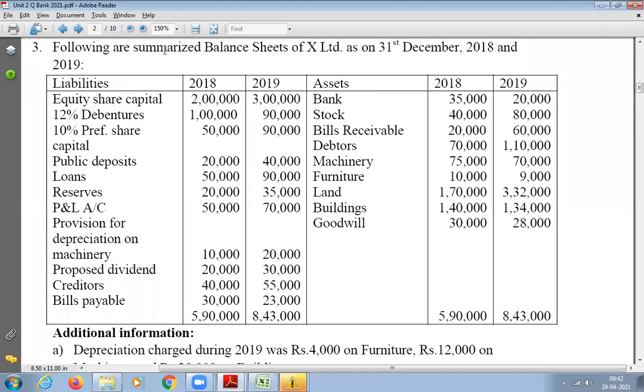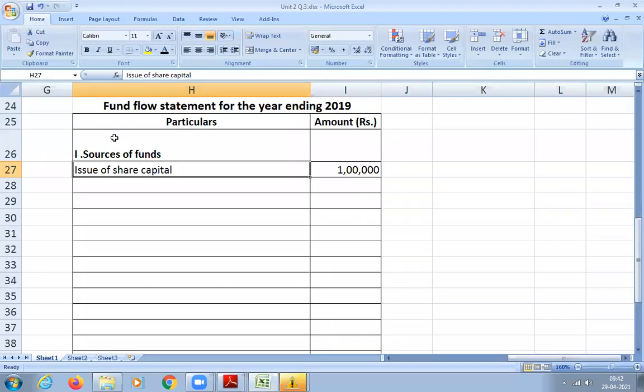Debenture. What about debenture? Is it increasing or decreasing? Decreasing, sir. That means it is redemption. Redemption will be written in the application of fund. Now go to preference share. It has increased. That means it is an issue. So write down issue of preference share. How much is the amount? 40,000.